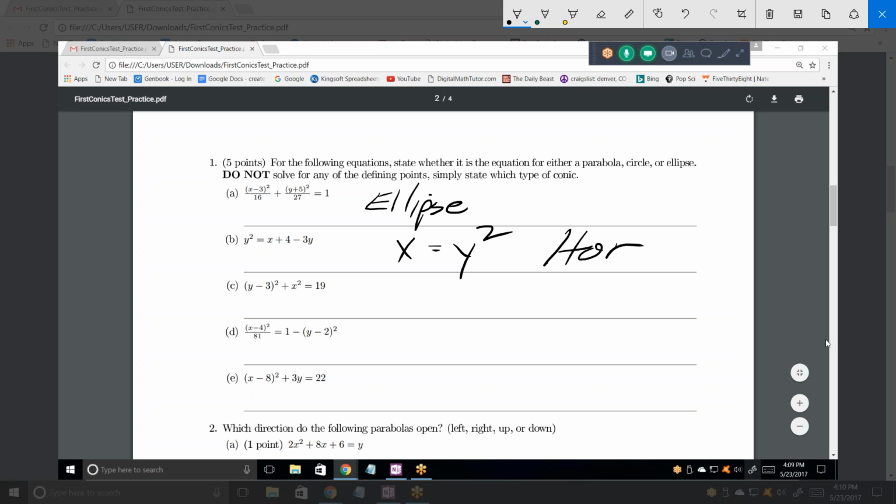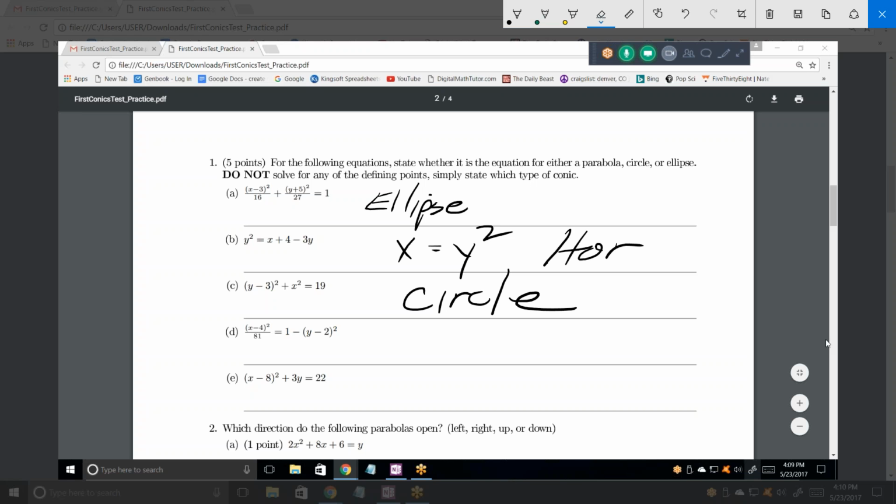The next one, what are we looking at? A circle? Yeah, thought so. Because the coefficients are the same. That's a 1 and that's a 1, and both terms are being squared. So that's a circle.